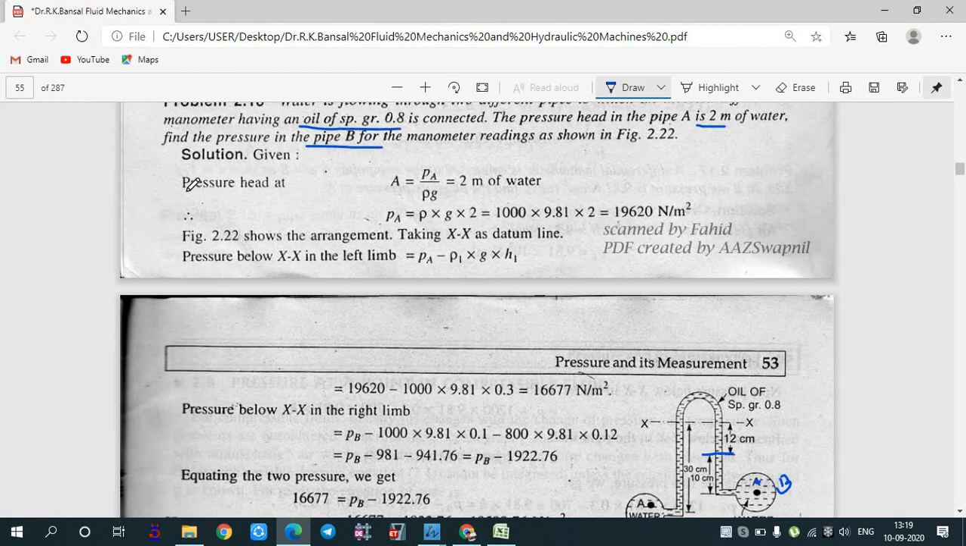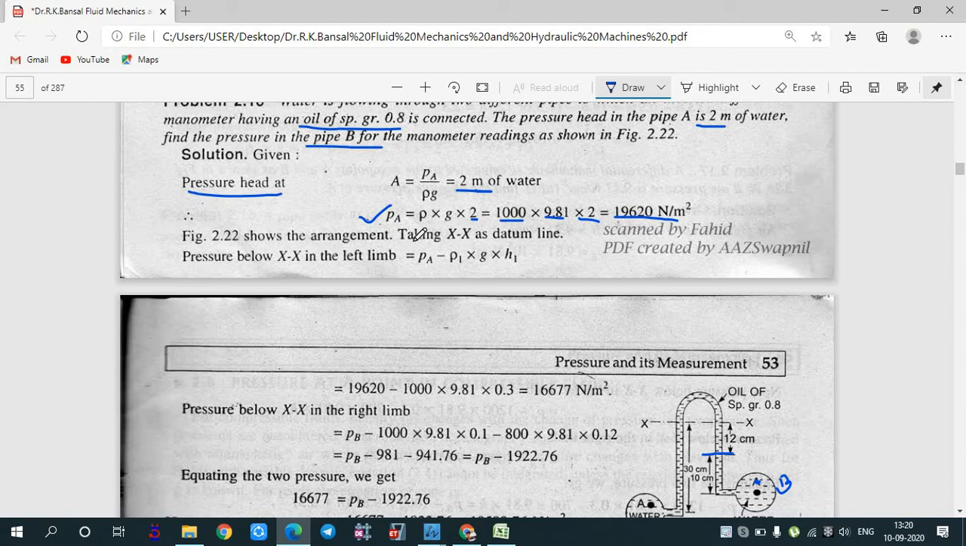Firstly, because the pressure is given in the form of head, we need to find out the pressure in terms of Newton per meter square. For that we simply multiply rho G into H. So this is your rho G H. Since it is 2 meter, H we will take as 2 meter. Rho, the liquid which is flowing is water, so rho will be 1000. G is 9.81, multiplied by 2. This will be 19620 Newton per meter square.